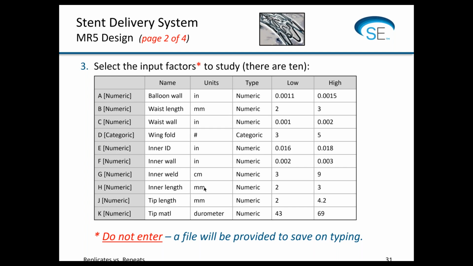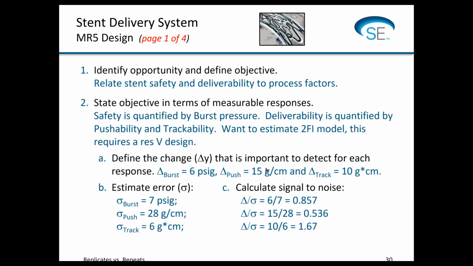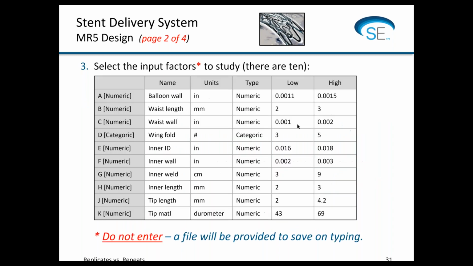For them, it's important. And remember, when you're picking these levels, you have to be thinking about picking levels that are going to generate a change large enough that we're interested in it. So you have to be thinking about what that's going to do to burst, what that's going to do to push, what that's going to do to track. And I want to be able to generate changes in these on this order of magnitude. Okay, and they go through and do all of this.